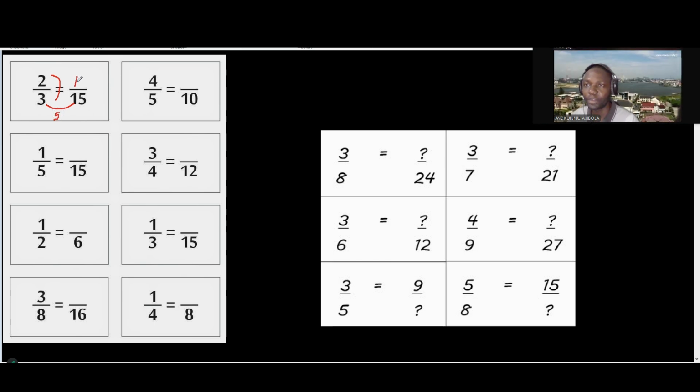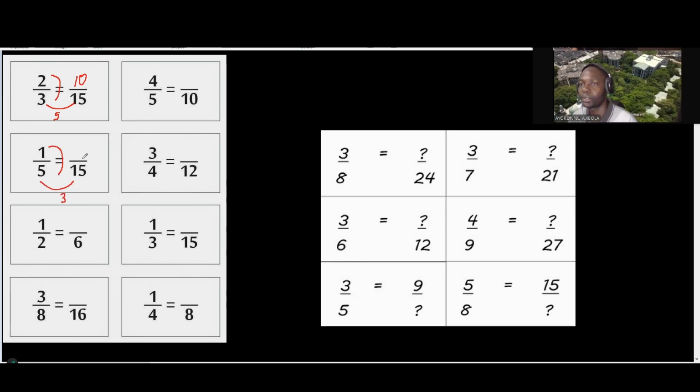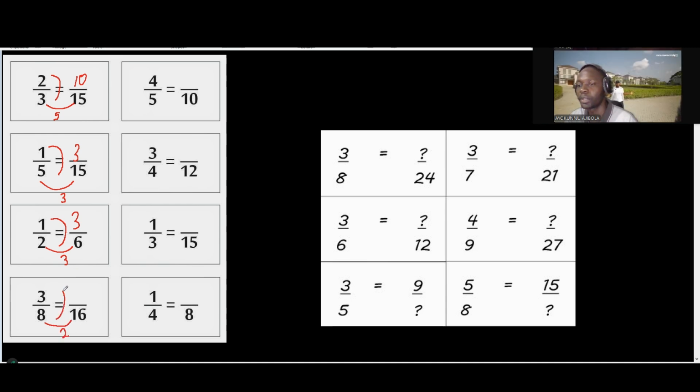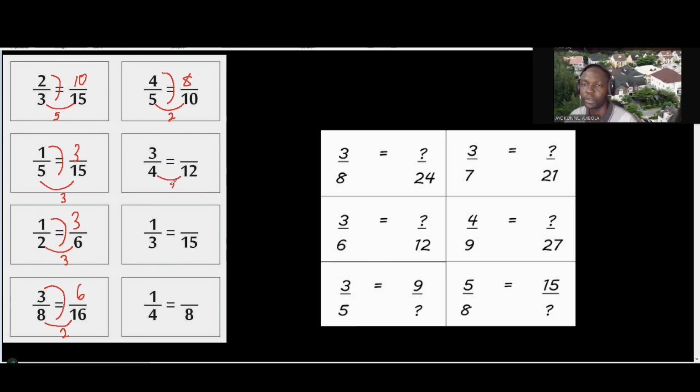5 times 2 is what? 10. So this one, 5 times what? 3. Then 3 times 1, 3. And this one, 2 times 3, right? Then 3 times 1. This one, 8 times what? 2. Then 2 times 3, 6. This one, 5 times what? 2. Then 2 times 4, 8. This one, 4 times what? 3. Then 3 times 3, 9.